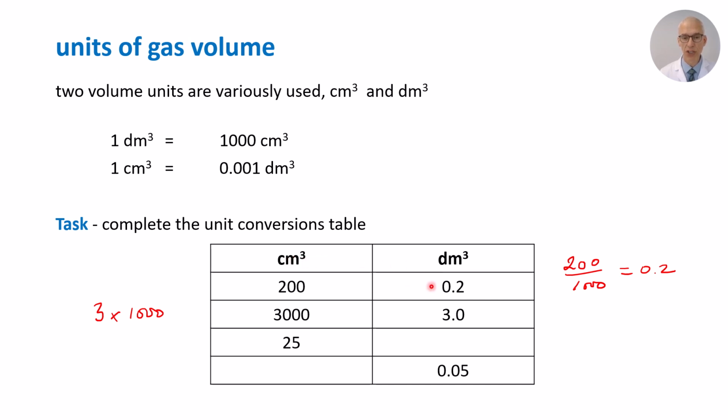If you haven't been successful on the first 2, pause and complete the next 2 calculations. If you have been successful, I'm going to reveal 0.025 decimeters cubed, 25 centimeters cubed, and 0.05 decimeters cubed is 50 centimeters cubed.